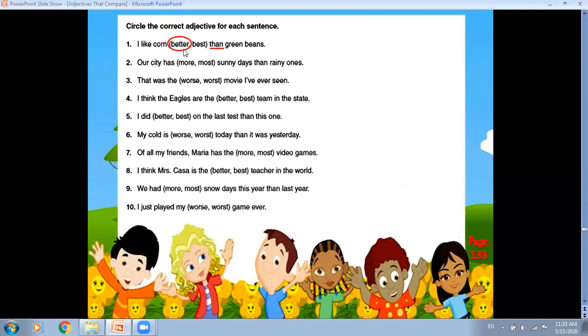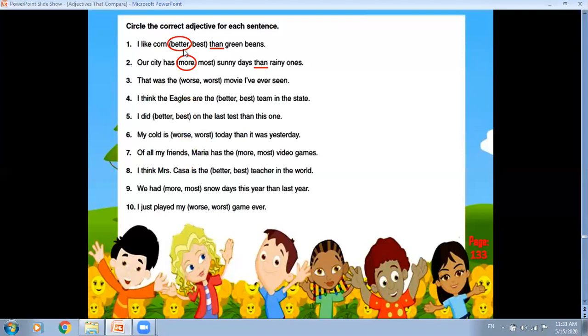2. Our city has more or most sunny days than rainy ones. What do I have? I also have than. So, I'm comparing what? Two. Am I going to choose more or most? More. Number 3. That was the worse or worst movie I've ever seen.